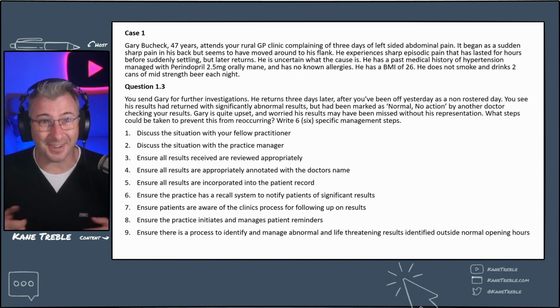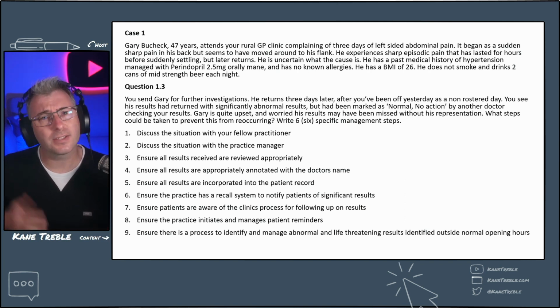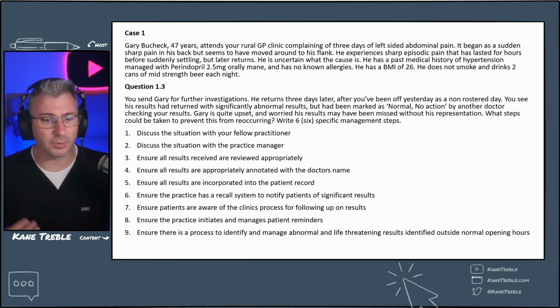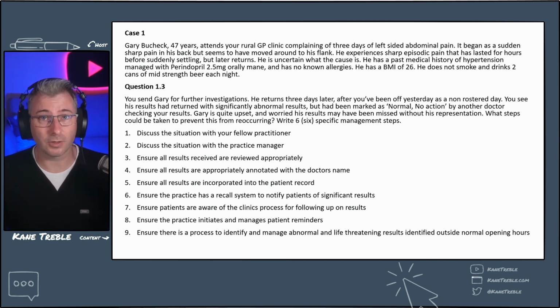Thankfully, they've actually got some guidelines out, which tie into practice accreditation as well. And these are some things that you need to be familiar with. Some of the things there would be to actually address the issue directly, and that would be through discussing with the fellow practitioner, the other GP that checked these results. Discuss the situation with the practice manager as well to highlight that there is a potential systems issue there that needs to be addressed at a higher level. And again, another acceptable response there would be to raise it at a practice meeting or clinical meeting to discuss with the peers of the clinic.